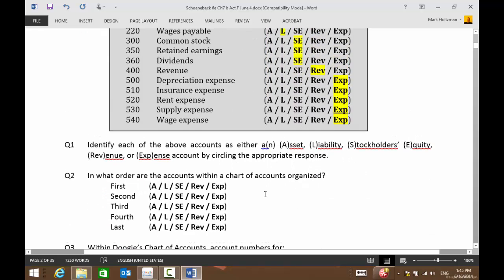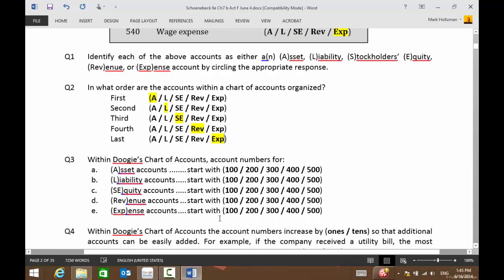So in what order is this chart of accounts? First you have what? Assets. Second you have liabilities. And by the way, this is always going to be the order. This is what all companies do. Third is stockholders' equity. Fourth is revenues. And last is expenses. Within Doogie's chart of accounts, account numbers for assets start with 100.